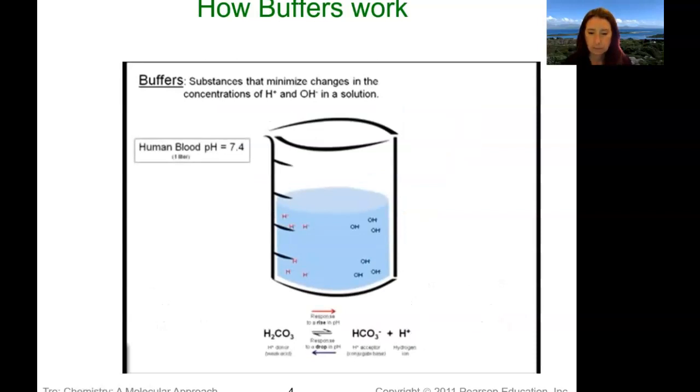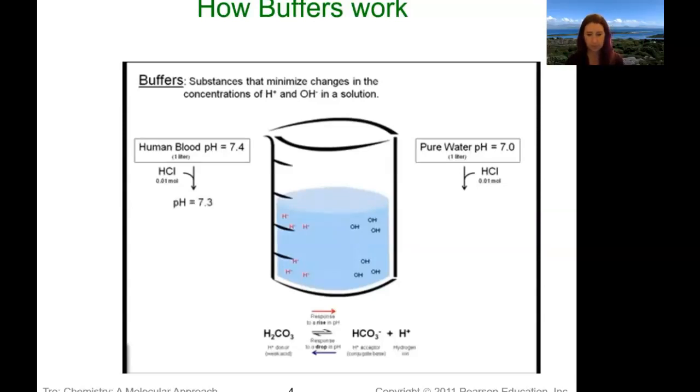As an example of what a buffer does, we can use human blood, which has a buffer, and pure water that doesn't have a buffer. We'll take 1 liter of each of these substances and add 0.01 moles of hydrochloric acid. The addition of the hydrochloric acid to 1 liter of human blood will cause a change in pH from 7.4 to 7. The addition of hydrochloric acid to pure water will cause a change in pH from 7 down to 2. The reason that human blood prevents such a dramatic change in pH is because it contains a buffer.